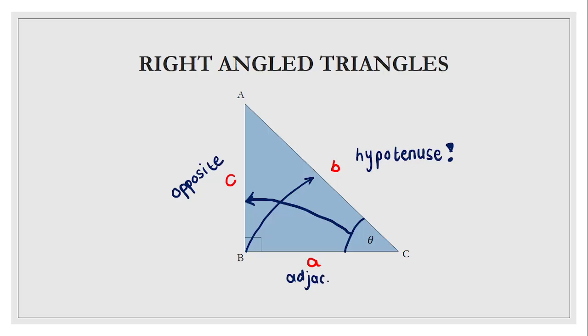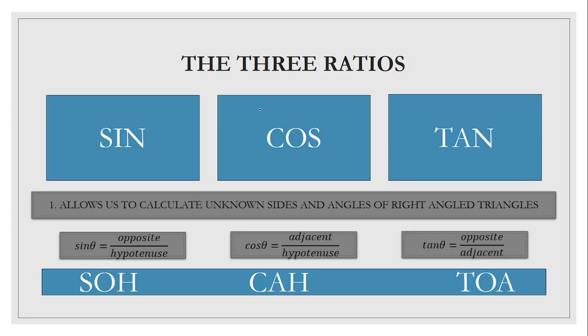The word adjacent means next to. It is the side that is next to the angle. Also very creative, you know? Adjacent, opposite, hypotenuse. That's the only one that's actually quite a big word. But it's okay, because we know it from Pythagoras. Let's look at the ratios now. Okay, so we've got the three ratios, sine, cos, and tan.